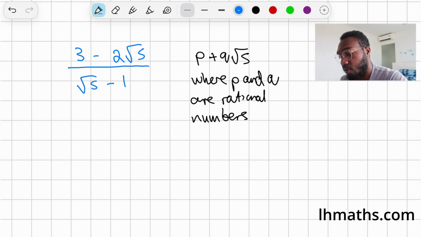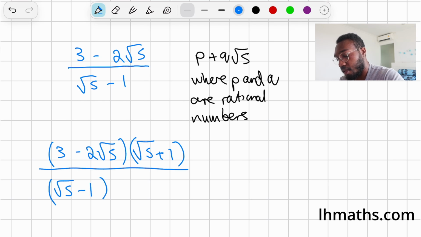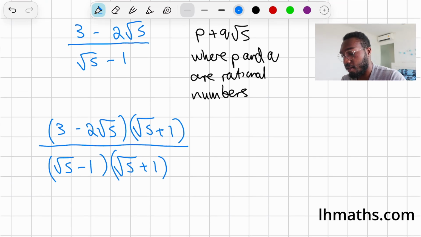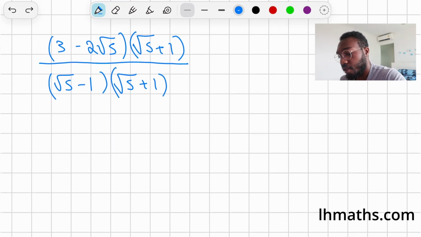So what we would do is we would times by root 5 plus 1 over root 5 plus 1. So if I do that here, we get 3 plus minus 2 root 5, and that is times by root 5 plus 1. and then that is divided by root 5 minus 1, and that is times by root 5 plus 1. Okay, so if we work this out, therefore, what would we get? So let's do it down here.